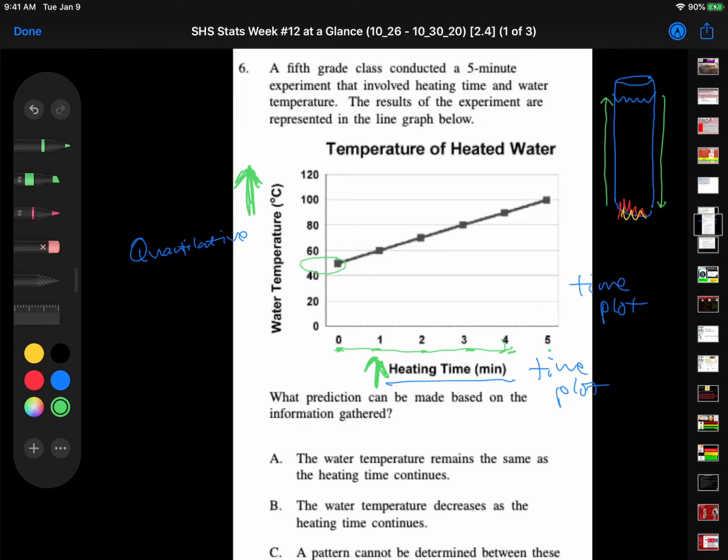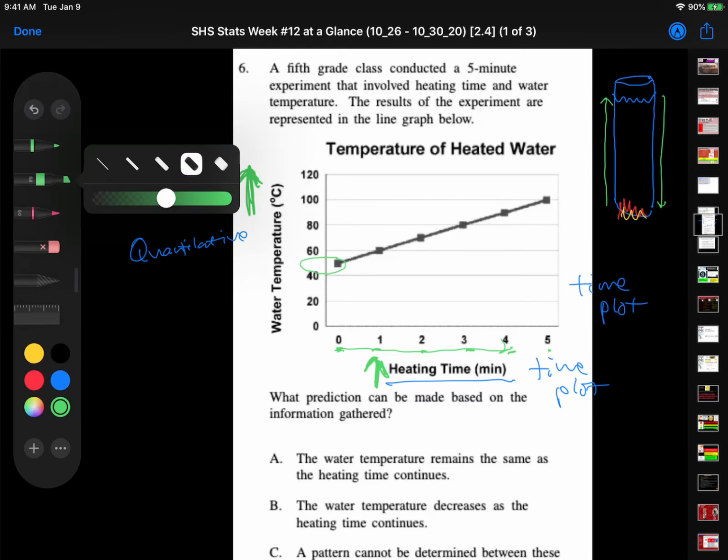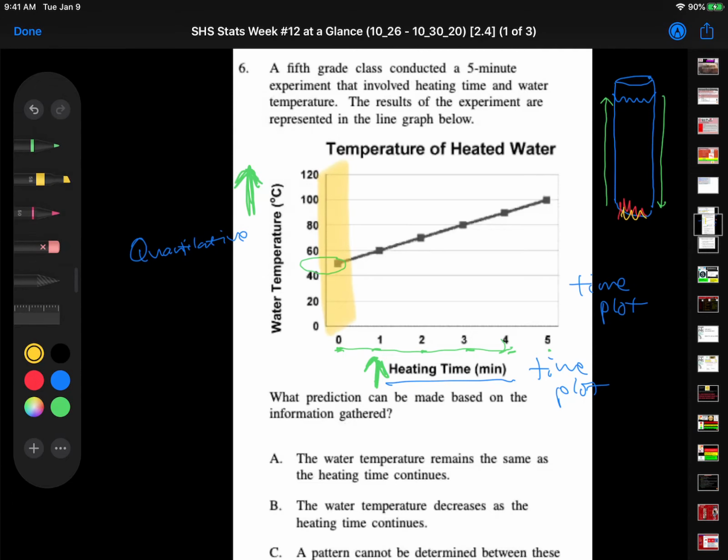Okay, and what I've shown you guys in the lessons, I like doing this because it's hard to show you guys, as heating time is increasing, as I go to the right, what's happening to the graph? That means the water temperature is also increasing. That's why I have those double arrows there. Okay, what prediction can be made based on the information gathered? The water temperature remains the same as the heating time.